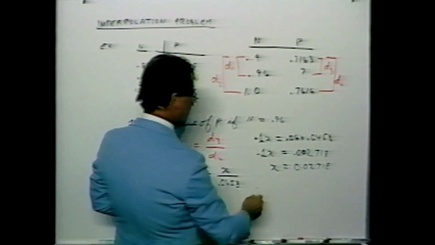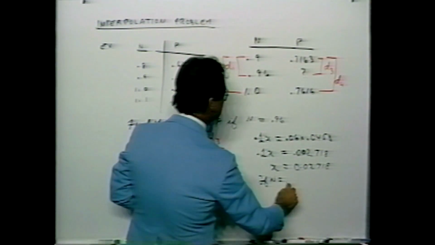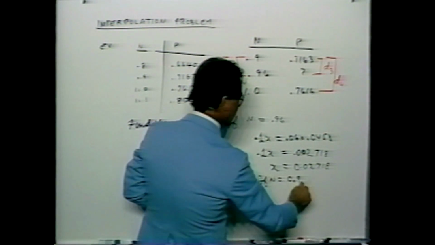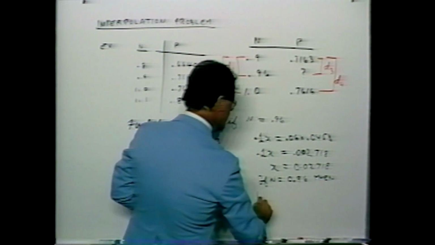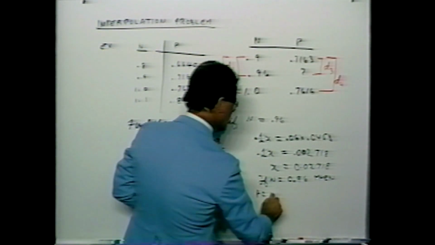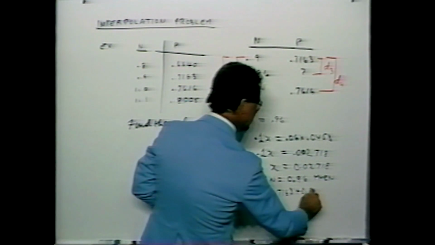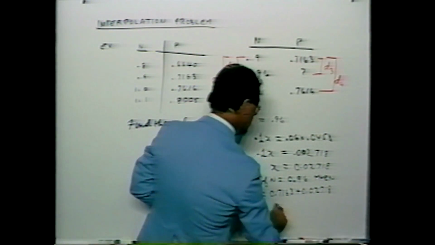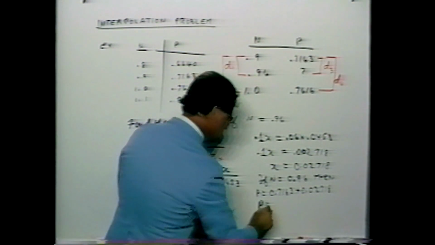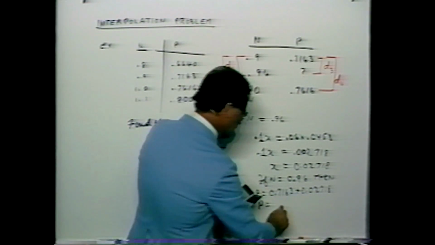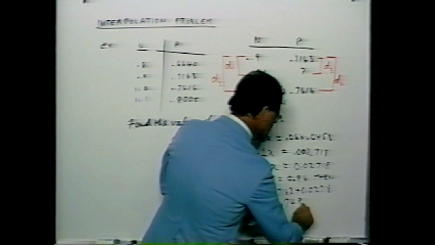This x is a difference that represents the change from this quantity, 0.7163, to the next quantity in this table. Therefore, if n is equal to 0.96, then p will equal 0.7163 plus 0.02718, which is finally equal to 0.74348.